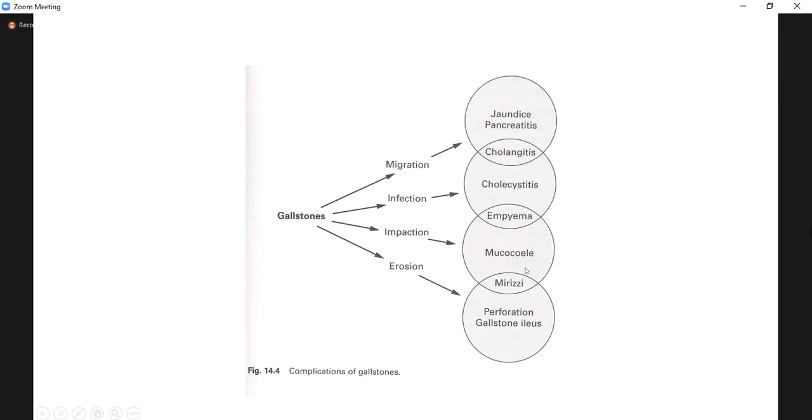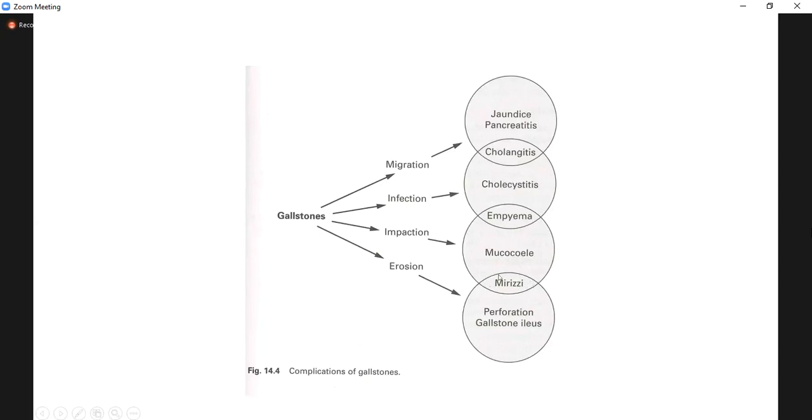And what is a mucocele? Mucocele is accumulation of mucus-like fluid in the gallbladder. It is not pus. Here you get pus, but here it is not pus, it's a very clear fluid like mucus. It's a mucocele of the gallbladder. Right. And what about Mirizzi syndrome? Mirizzi syndrome is where a gallstone sits in the cystic duct or neck and causes obstruction of the hepatic duct.